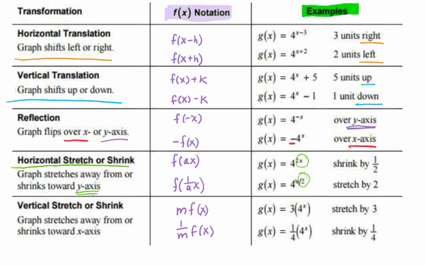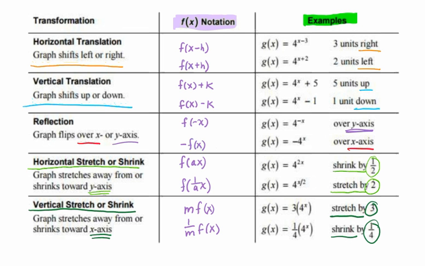So notice that when I see a 2, it's shrinking by a half. And when I see a half, it's going to be stretching by a 2. So it's kind of the reciprocal of what we see, which is a little bit different from our vertical stretch and shrink, which occurs as moving away from the x-axis. Here, these numbers occur not in our exponent, but in the front. Notice that when we see a 3, we're in fact stretching by a 3. And when we see a 1/4, we're in fact shrinking by a 1/4. And these can help us decipher what type of transformations we'll have based on our function.